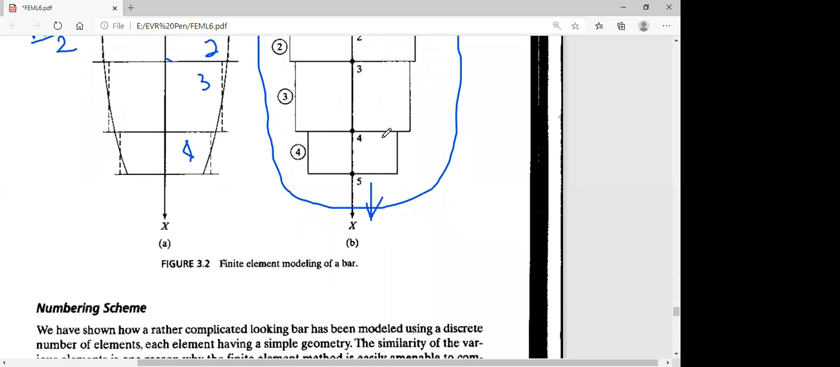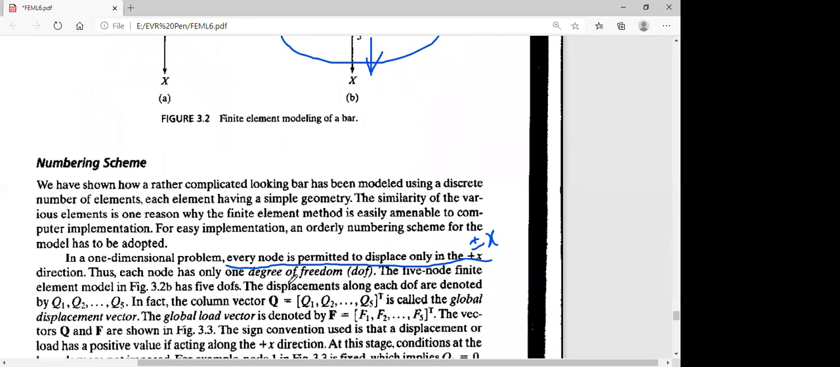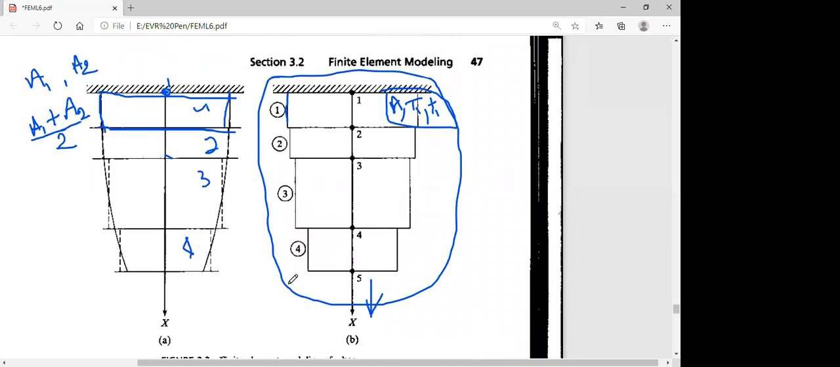Okay, so each node on this model can be deformed either in positive x or negative x. So, according to the definition of degree of freedom of a node, for each node the degree of freedom is 1, because it deforms only in the x direction, not in the y and z directions. So each node in this finite element model has 1 degree of freedom.